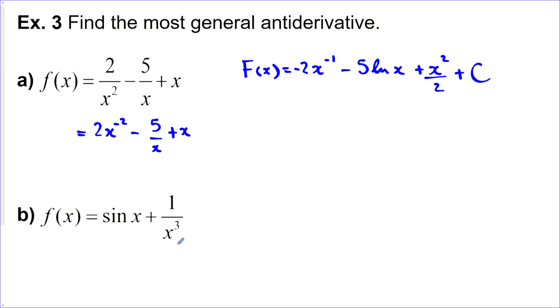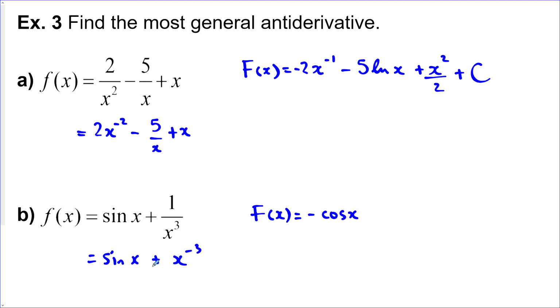Now this one here, I'll just rewrite this. Sine x plus x to the power of negative 3. And we'll do the antiderivative. The antiderivative of sine would be negative cos, because the derivative of cos is negative sine, but I don't see a negative there, so I need to put one here to cancel out the one that will come from the derivative.